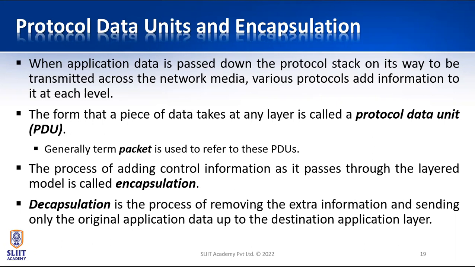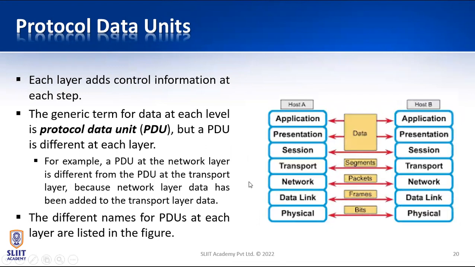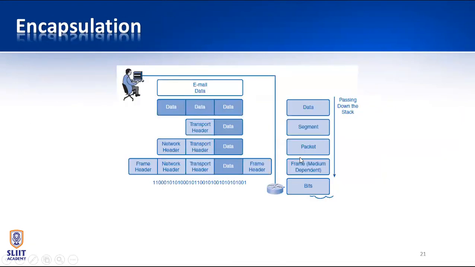So this control information will be added to our data, or added to the message that we are passing via the OSI model, right? So we'll see how it works with the diagram. Now, this is the diagram that I'm going to use, right? So I'll come back to the previous slides, right?